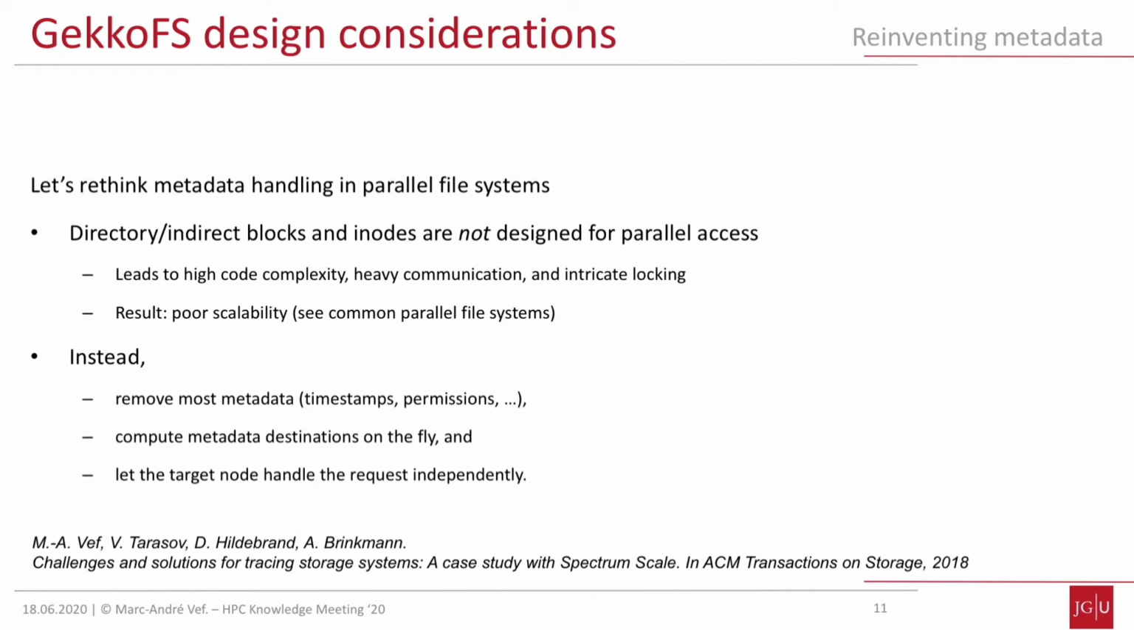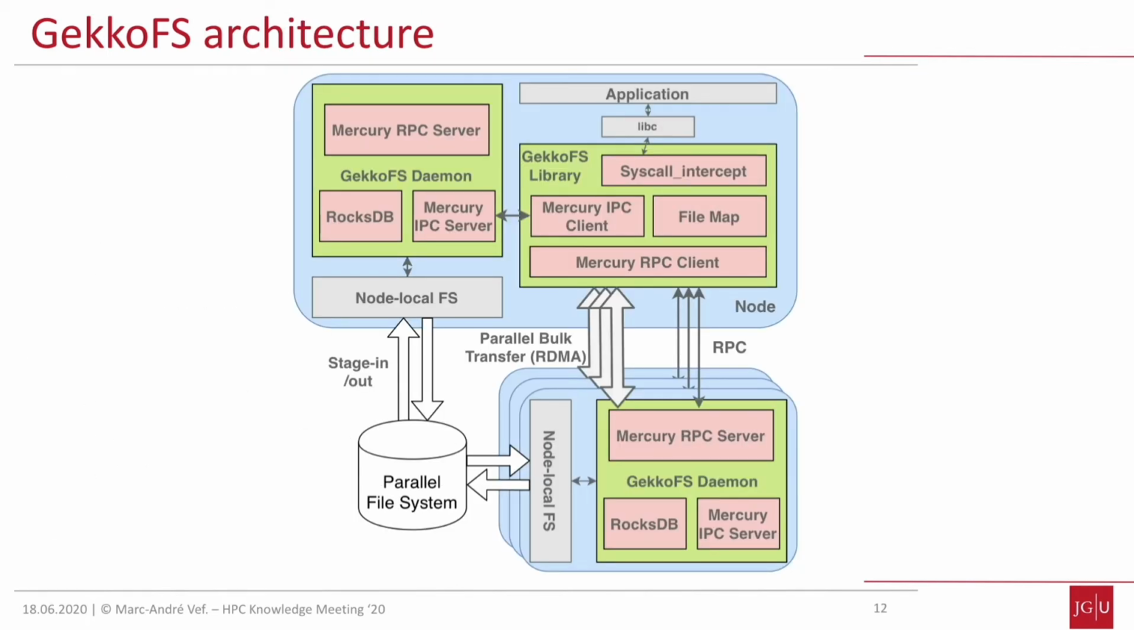So if we now look at the big picture, GekkoFS consists of two parts. The first part is the GekkoFS daemon or server, which is using a RocksDB key value store for storing metadata and the node local file system to store data. The second part is the GekkoFS interception library or client that communicates with the servers via the Mercury RPC framework. And it is using the system call intercept library from Intel to intercept system calls.